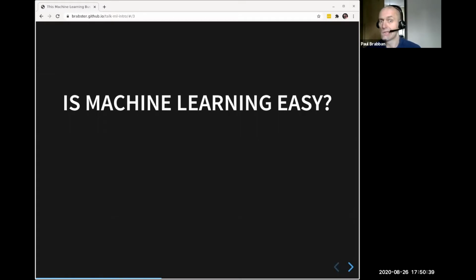Is machine learning easy? You might get the impression so far that maybe machine learning is easy. I think what I'm trying to get across is that the intuitions behind it are really easy to understand. They're really straightforward. There are some big challenges, though, when you actually try and apply machine learning, and that's what we're going to start digging into now.